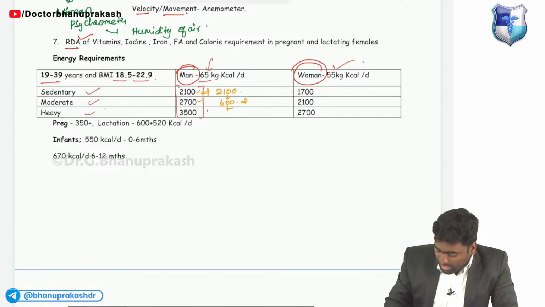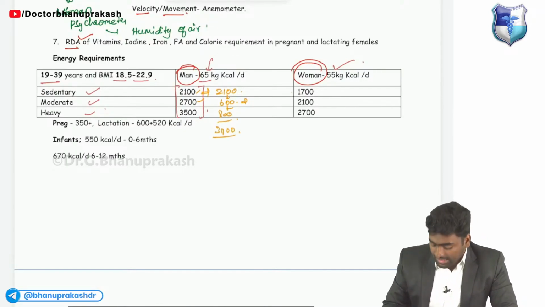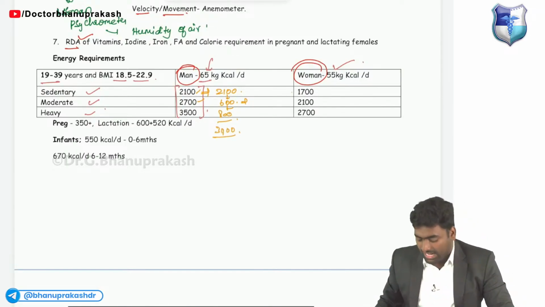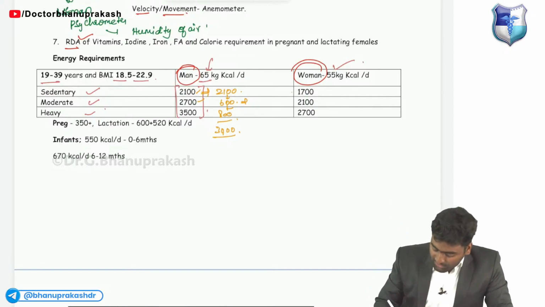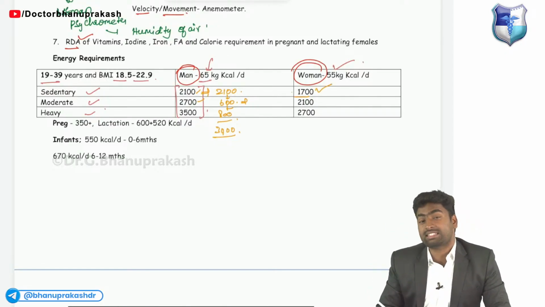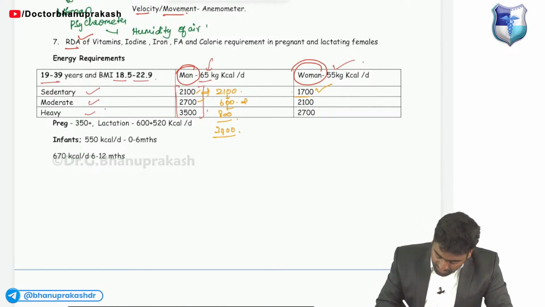And next, if you add another 700 or 800, it is around 3400, which is rounded to 3500. This is the opposite of here. For women, it is 1700 for a sedentary life, and the first and second levels for a male are 2100 and 2700.